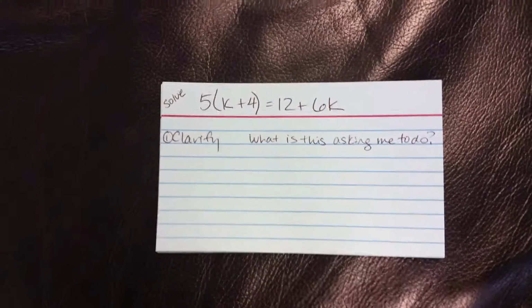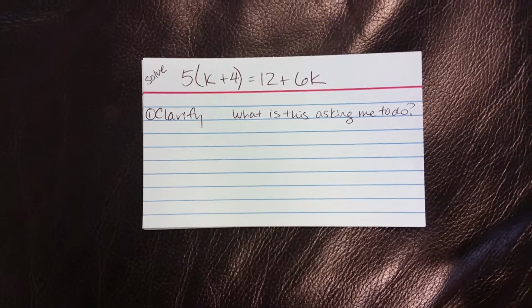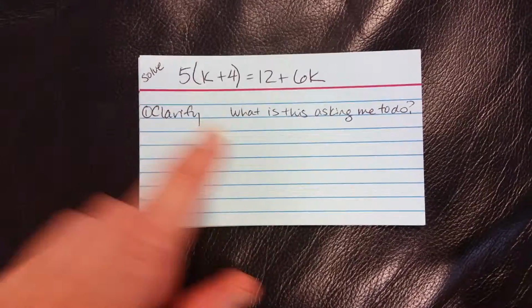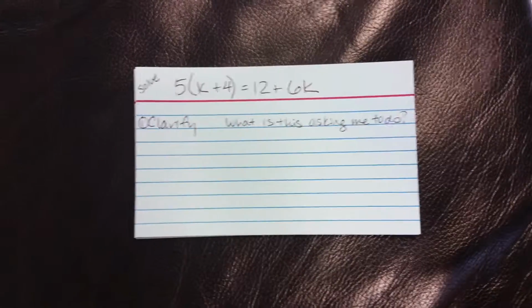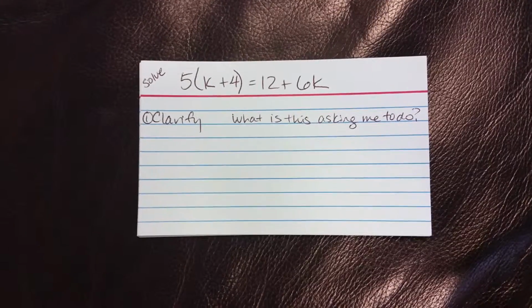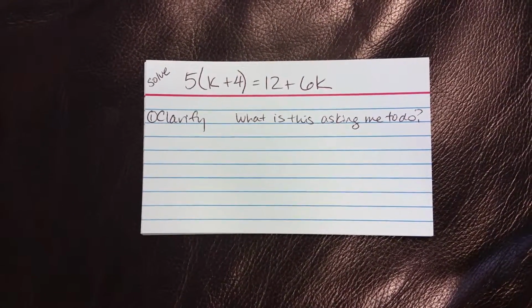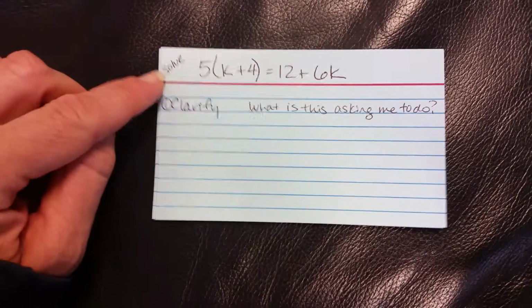Okay, I'm going to demonstrate today the 4 interventions in reciprocal teaching using this equation: 5 times (k plus 4) equals 12 plus 6k. The first step that we are going to address is clarify. So I want to know things like, what is this asking me to do? It's asking me to solve it.